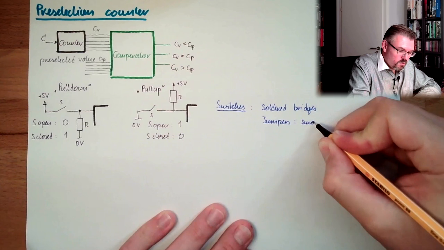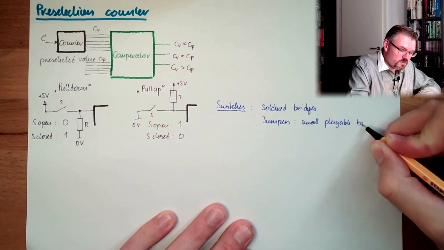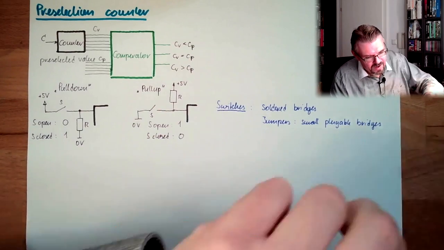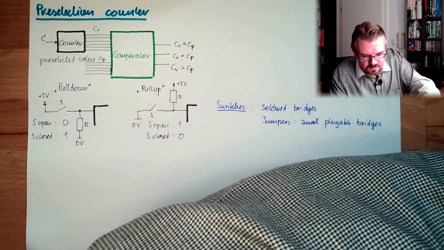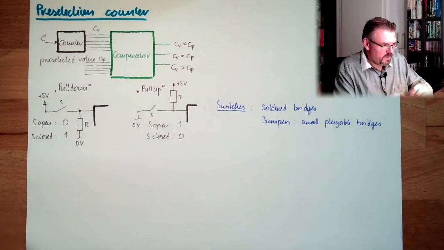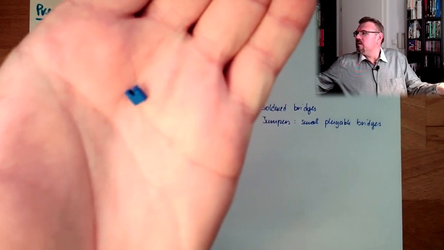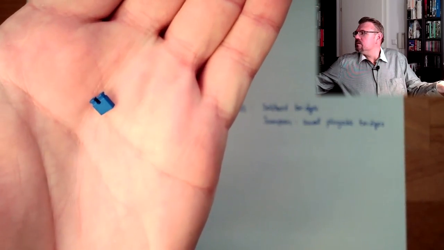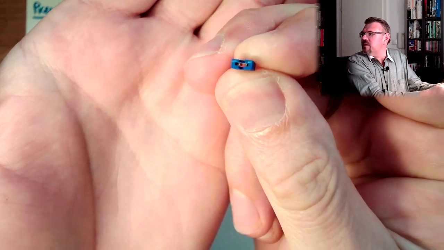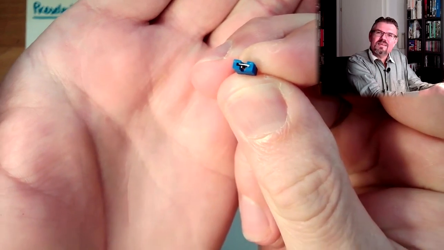Then, second possibility would be jumpers. These are small pluggable bridges. How do they look like? I have one here. Have a look at this. This is a jumper, right? You can even see there is this metal bar inside. So wherever I place it, two pins are getting connected.